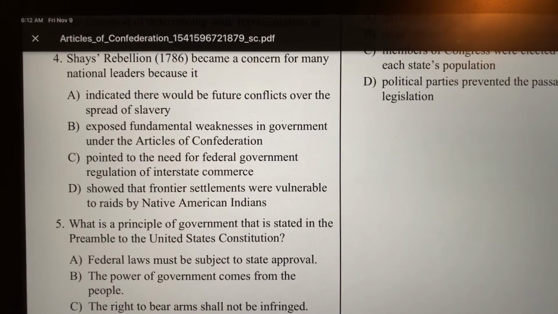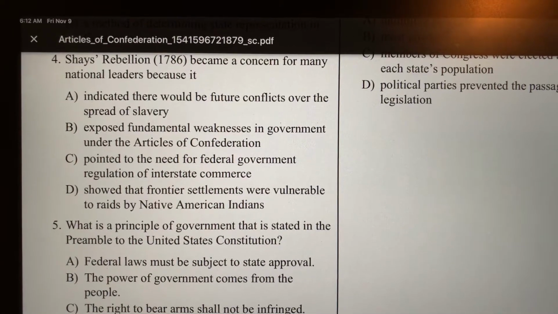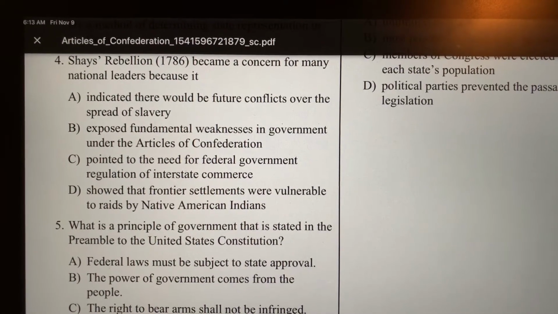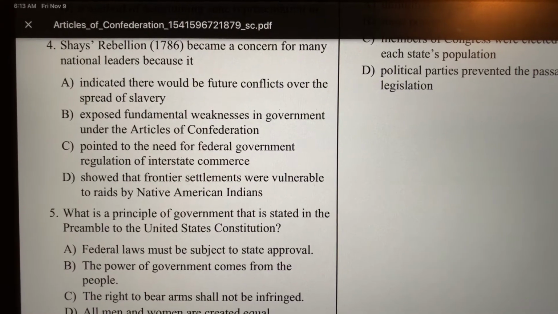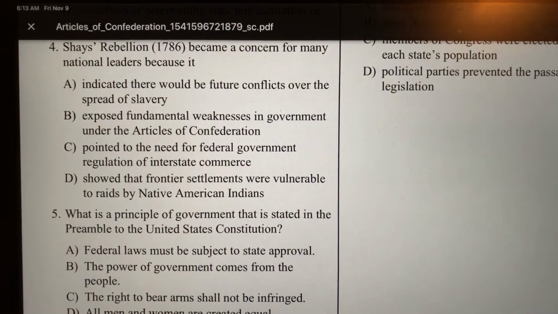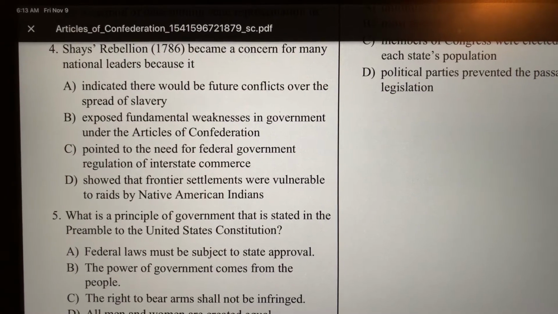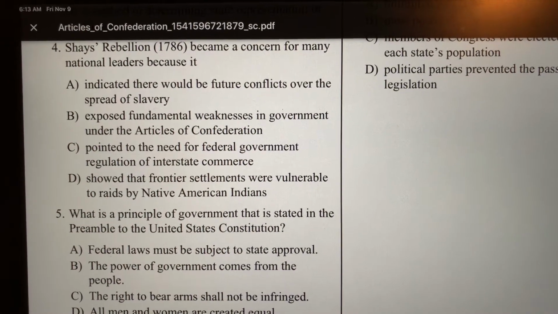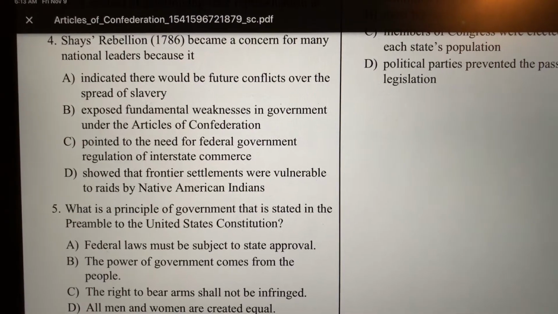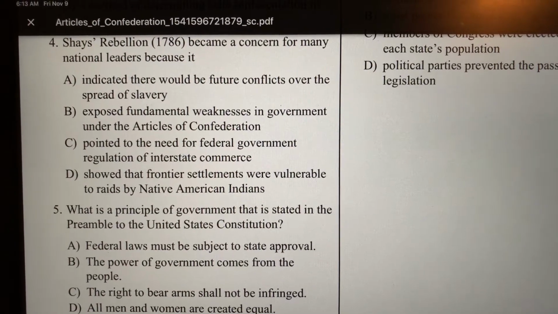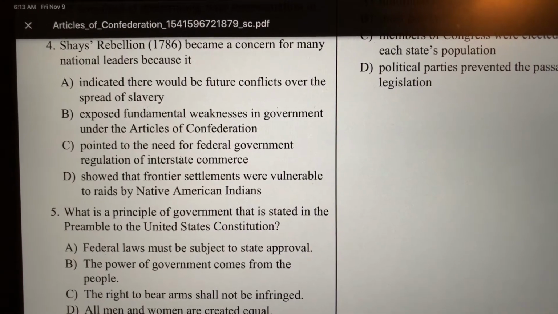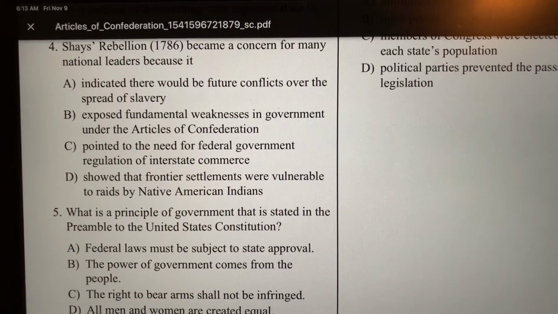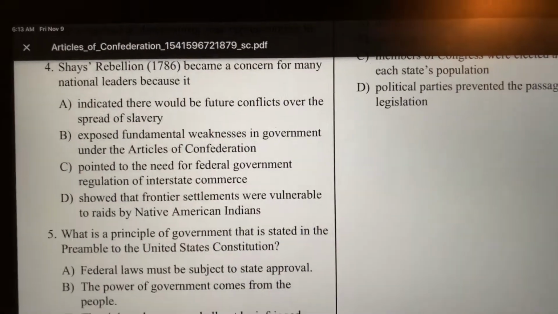Number 4. Shays' Rebellion, 1786, became a concern for many national leaders because it, A. indicated there would be future conflicts over the spread of slavery, B. exposed fundamental weaknesses in government under the Articles of Confederation, C. pointed to the need for federal government regulation of interstate commerce, or D. showed the frontier settlements were vulnerable to the raids by Native American Indians.